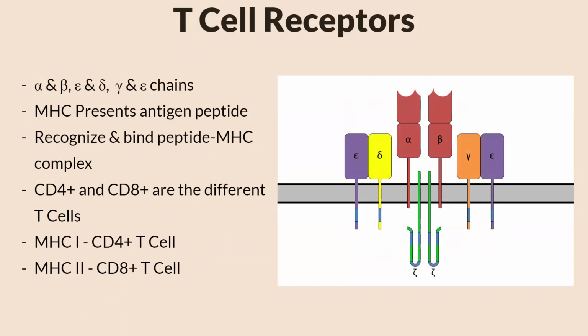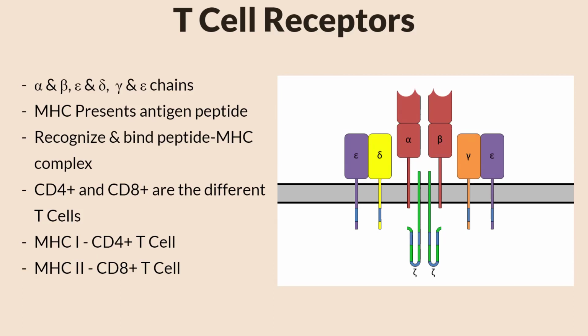So yeah, more specifically, you have a bunch of chains. We're mostly interested in the alpha beta, the epsilon delta, and the gamma epsilon chains because they form pairs. You don't need to know about the zeta chain, it's irrelevant.